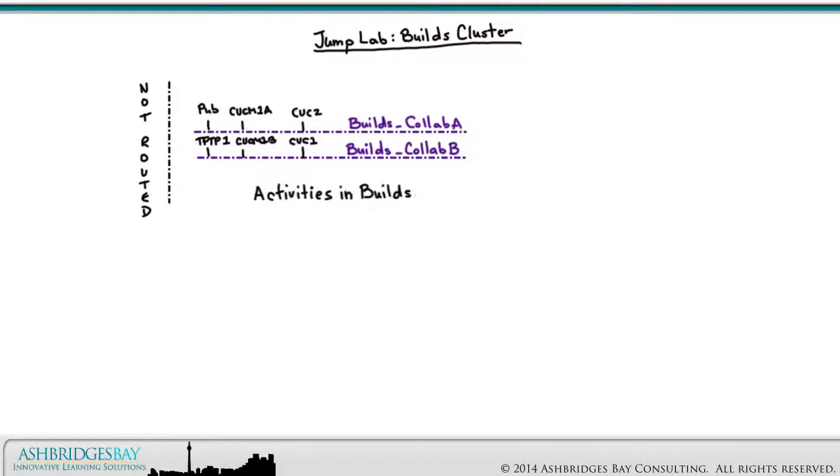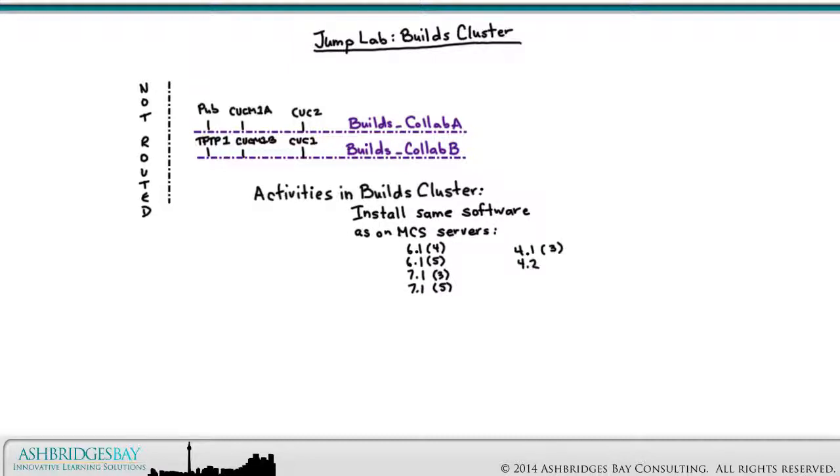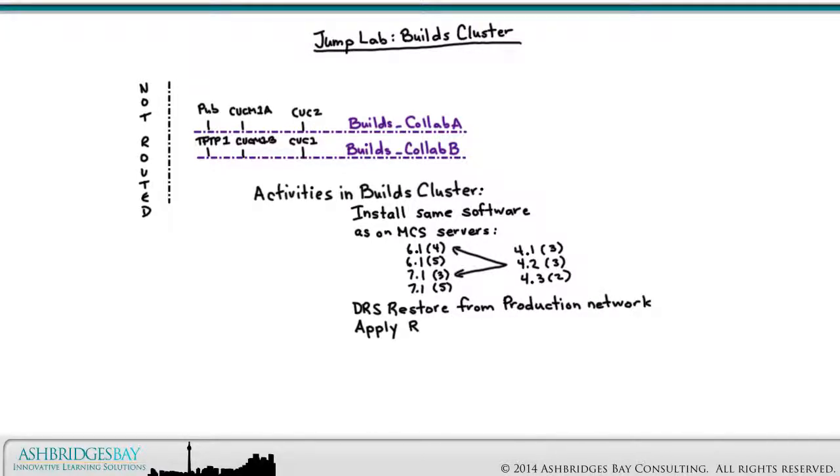The activities in our Builds clusters are: install the same software as in the production cluster. If you are running version 4.x software, you will need to do a W1 upgrade using the DMA tool. DRS restore to migrate the production cluster configuration to the Builds cluster. Apply the refresh upgrade COP file. Upgrade the Builds cluster to 9.1.2. Verify replication. Do a DRS backup on the Builds cluster to migrate the configuration to the PreProduction cluster. Shut down.